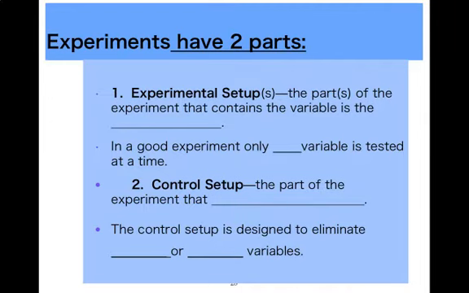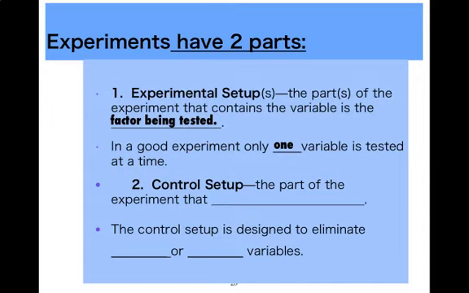These controlled experiments have two parts. We have our experimental setup, and this is the part of the experiment that contains the variable, which is the factor being tested. So whatever you're trying to do the experiment on and change, this is going to be your variable. In a good experiment, only one variable is tested at a time.